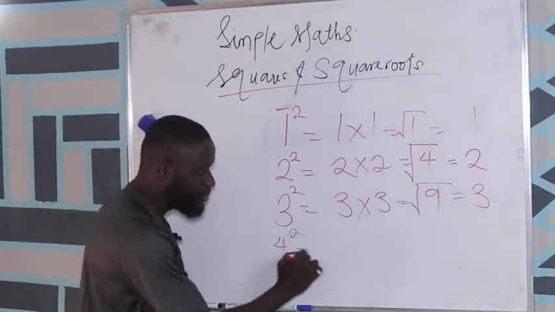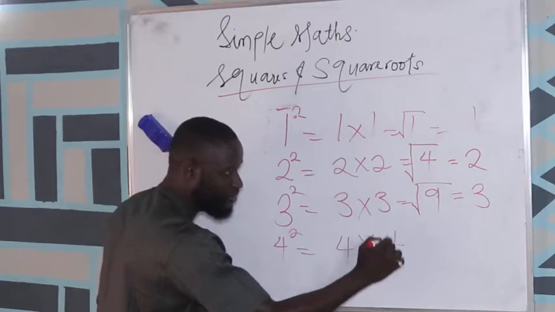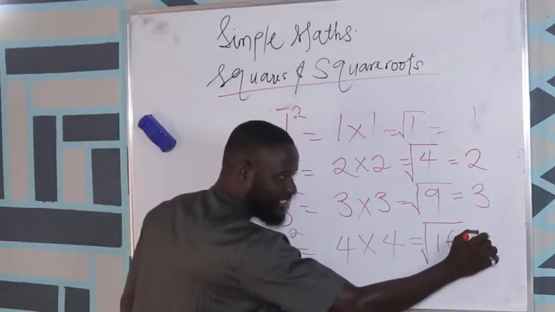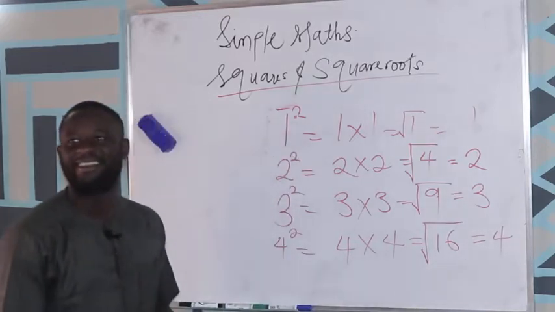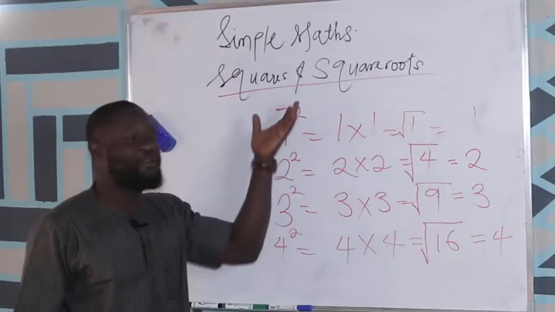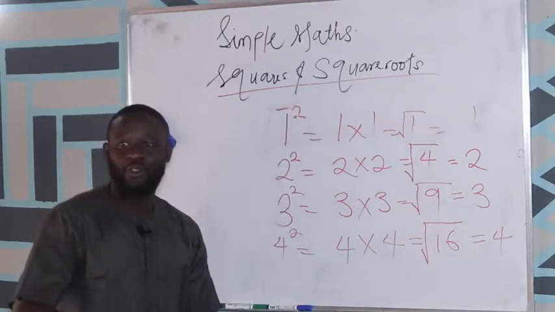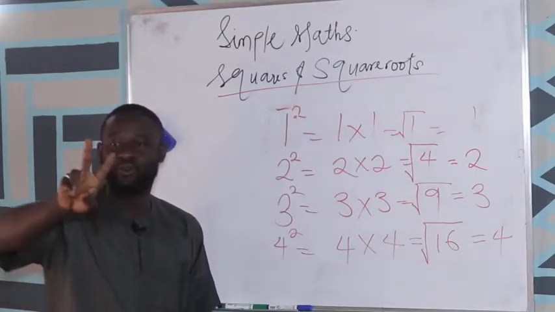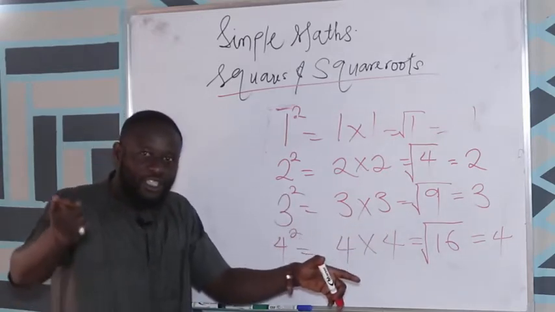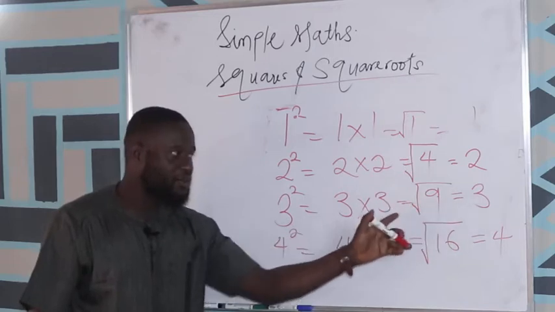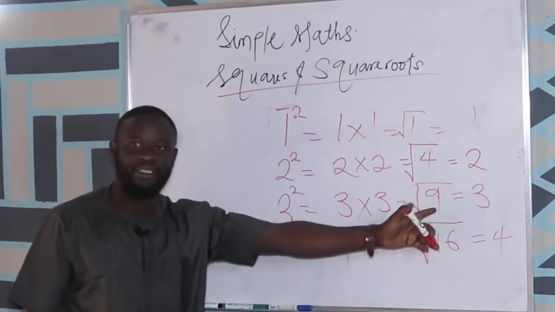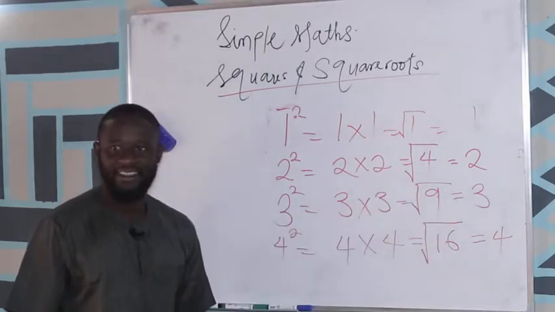4 square is equal to 4 times 4. What will you have? 16. The square root of 16 is equal to 4. Are you seeing the difference? That's just the difference between square and square root. When you square a number, you multiply the number by itself. 3 square is 3 times 3, which is 9. So to get back 3, you have to look for the square root of that number, which is 9, which will give you back 3.